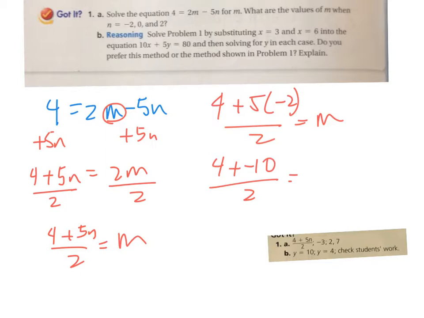Which is on the top -6 divided by 2, which is -3. So again, we would have when n equals -2, m is -3. Let me slide that out of the way just a second.